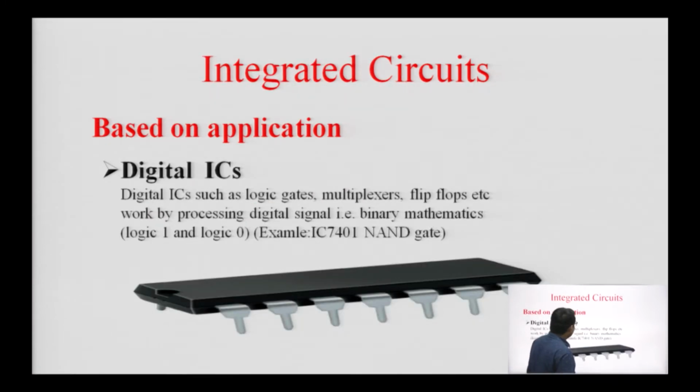Now, next the digital IC. Digital ICs such as logic gate, multiplexer, flip flop, counter, register, microprocessor, these are in the category of digital IC. The digital IC is basically processed with binary mathematics, that is logic 0 and logic 1.